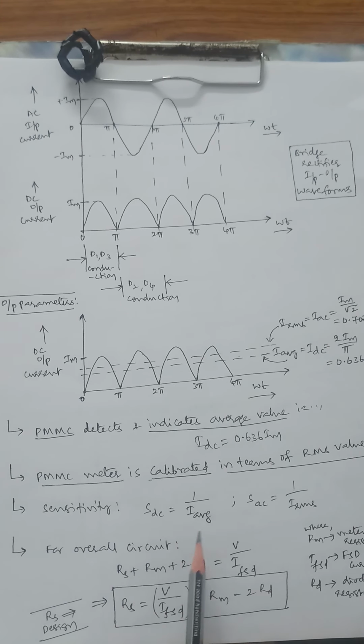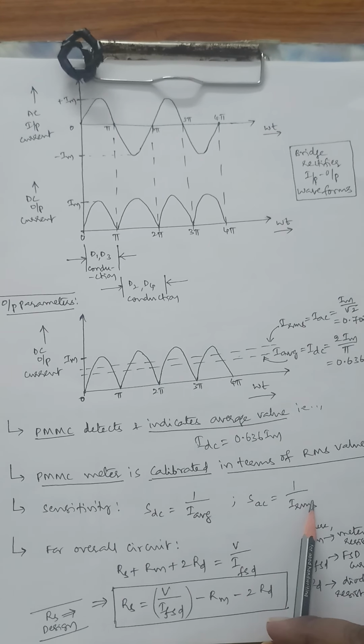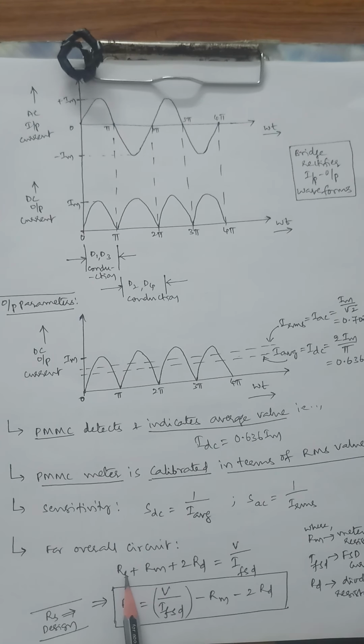If it is DC sensitivity, I will write 1 by I average. If it is AC sensitivity, I will write 1 by IRMS. Now consider the overall circuit and all the resistances. RS is the limiting resistor, RM is the internal resistance of the meter, and 2 diodes are conducting, giving 2 times RD. The total resistance is equal to the voltage given divided by the full scale deflection value, V by IFSD.